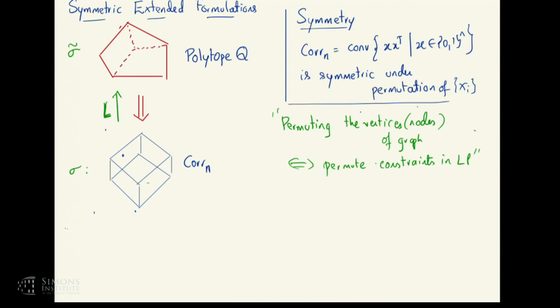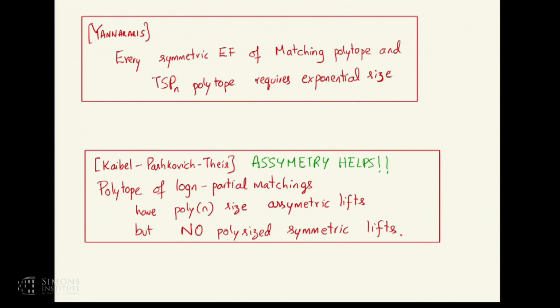Okay. So if this is true, then you could ask, what does it mean for the non-negative factorization? Now we want to prove lower bounds for just symmetric extended formulations. For symmetric linear programs for the correlation polytope, what does it mean for the non-negative factorization? Okay, yeah, good. But before we get there, let's see what's known for symmetric extended formulations.